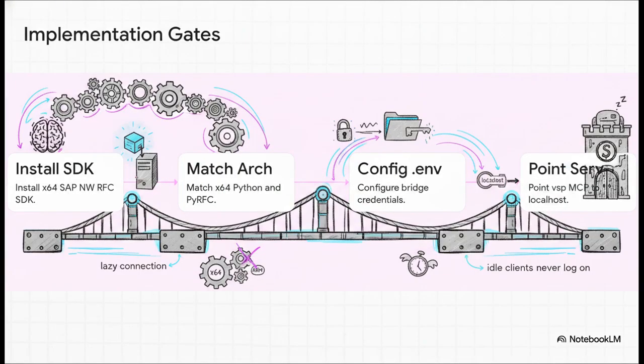Implementing this requires passing through 4 main system gates. Start by installing the 64-bit SAP NetWeaver RFC SDK. Crucially, you must match your system architecture precisely. You need a 64-bit Python installation and a 64-bit PyRFC library, even on ARM Windows. Architecture mismatch is the number one setup pitfall here. After configuring your bridge credentials in the environment file, simply point your MCP server to the localhost port. The bridge connects lazily. Idle clients will never unnecessarily log on to your SAP system.